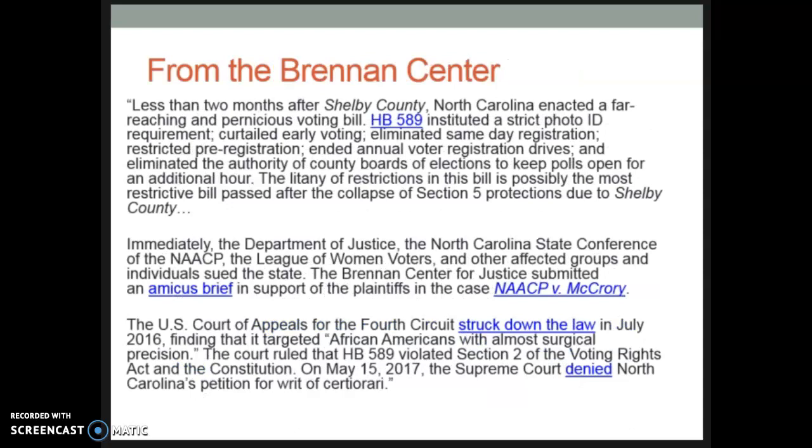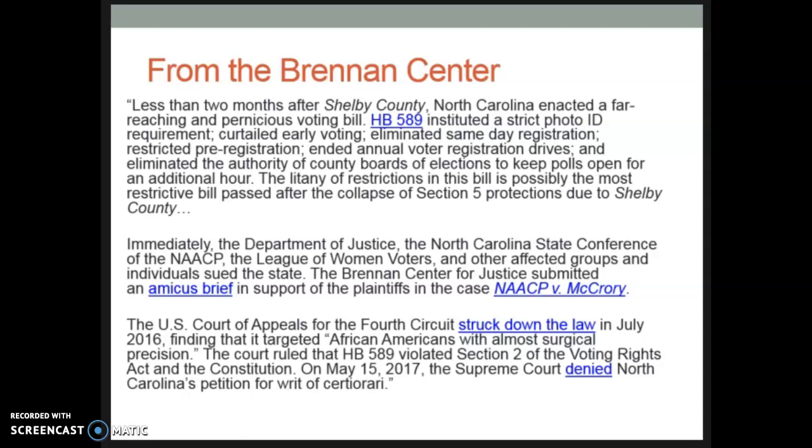Less than 2 months after Shelby County, North Carolina enacted a far-reaching and pernicious voting bill. House Bill 589 instituted a strict photo ID requirement, curtailed early voting, eliminated same-day registration, restricted pre-registration, ended annual voter registration drives, and eliminated the authority of county boards of elections to keep polls open for an additional hour. The litany of restrictions in this bill is possibly the most restrictive bill passed after the collapse of Section 5 protections due to Shelby County. And again, that is from North Carolina's legislature.